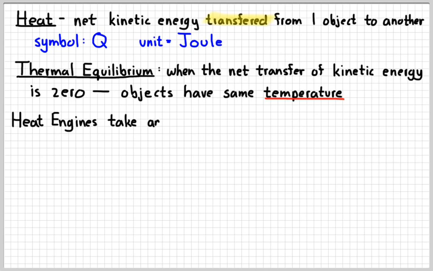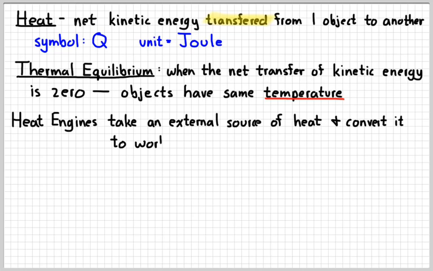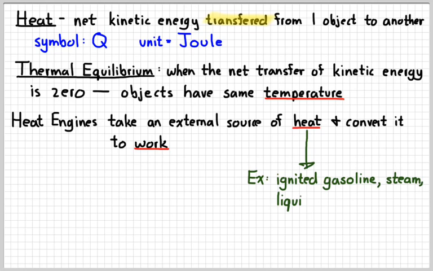A heat engine is some device which is capable of taking some external source of heat and converting it to work. So this is where we're going to bring in what we learned last time. So example sources of heat are things like gasoline that you've lit on fire. That's what's going on inside your car engine. Steam, that would be going on inside like a big power plant, like a nuclear power plant. Or if you're feeling real evil, you could use liquid hot magma.